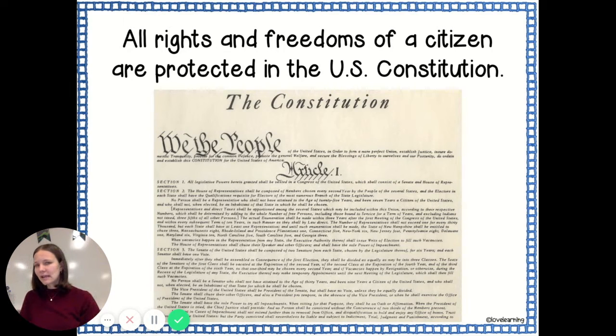So, why is the Constitution important? Well, all our rights and freedoms as citizens are protected in the U.S. Constitution. This means that a lot of our laws, even though they're created by the legislative branch, stem from the Constitution. Our rights and freedoms, all of our amendments. So if you ever hear anyone say that goes against my rights, or that goes against my constitutional rights, this is what they're referring to.